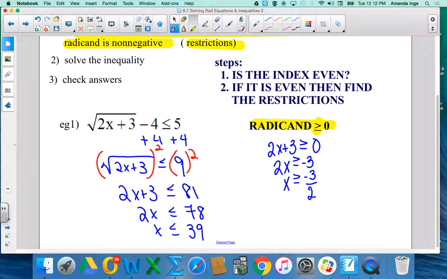Well, that's telling you can plug any number less than 39 in the problem. Well, that means I can choose like negative 10, doesn't it? If I choose negative 10, I get negative 17 underneath the radical sign, and you can't have a negative number under the radical sign. So we have to use the restriction. So we have to use this restriction. So greater than or equal to negative 3/2.